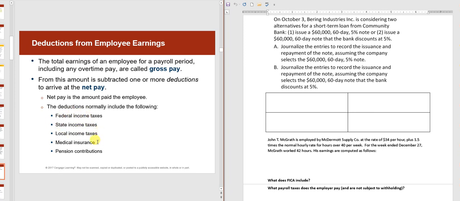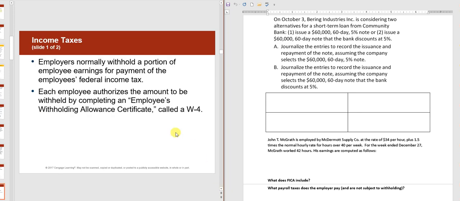Medical insurance, you're required to have medical insurance, but you don't have to have it through your employer. And this one is pretty much voluntary, and there can be other voluntary things. You can even have your wages garnished if, let's say, you have to pay child support through a divorce agreement, or you had some sort of fine or arrest. They withhold that from your pay, and they send it in for you.